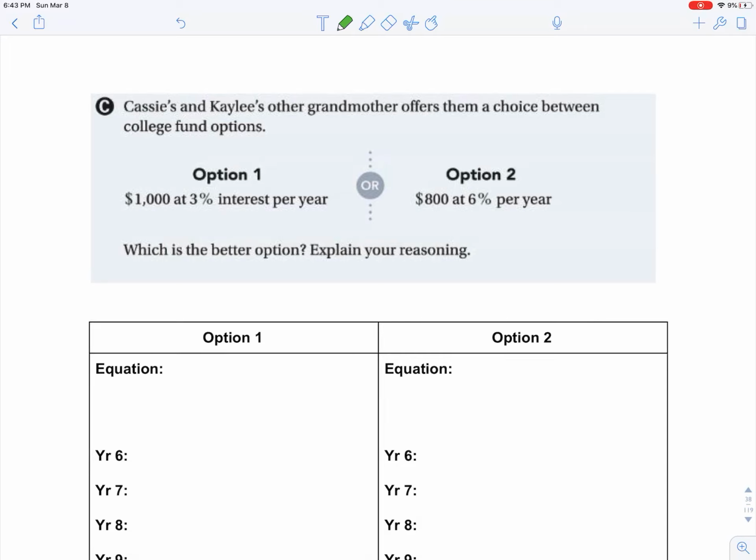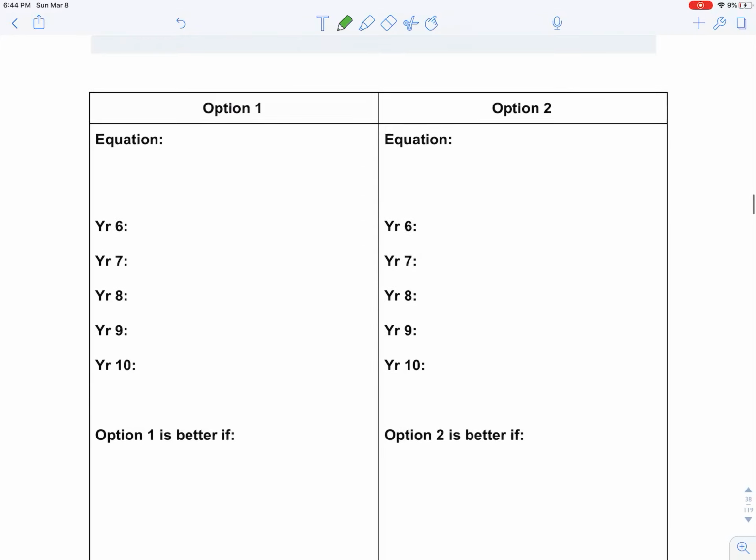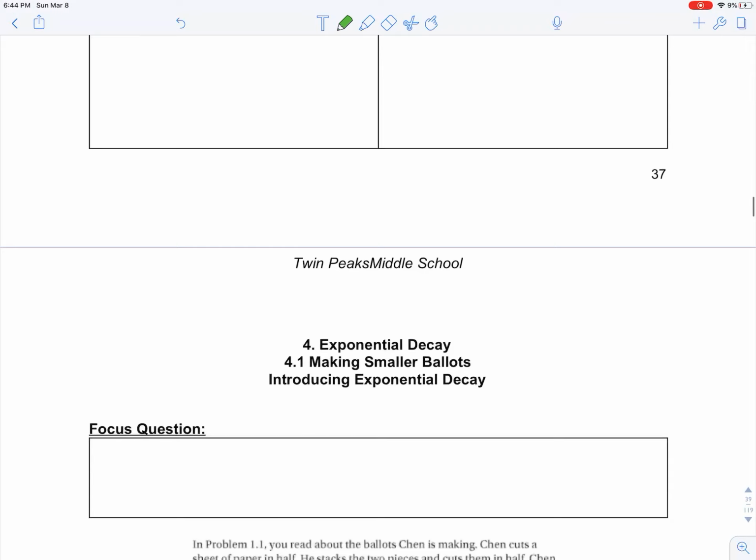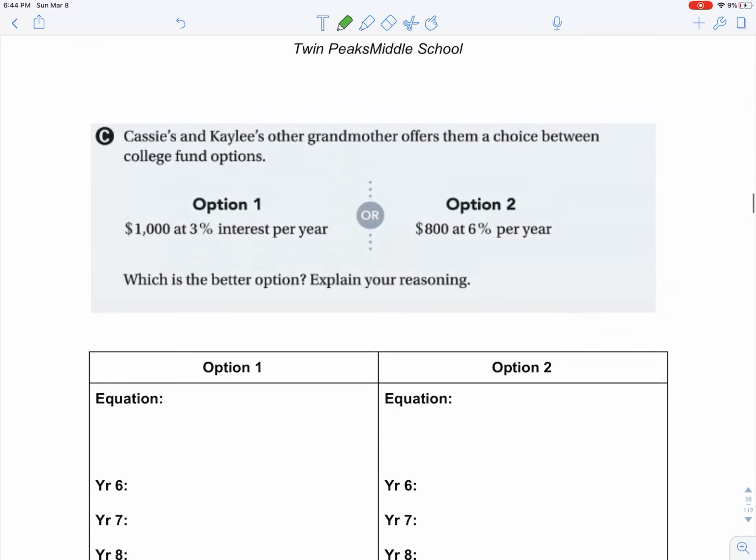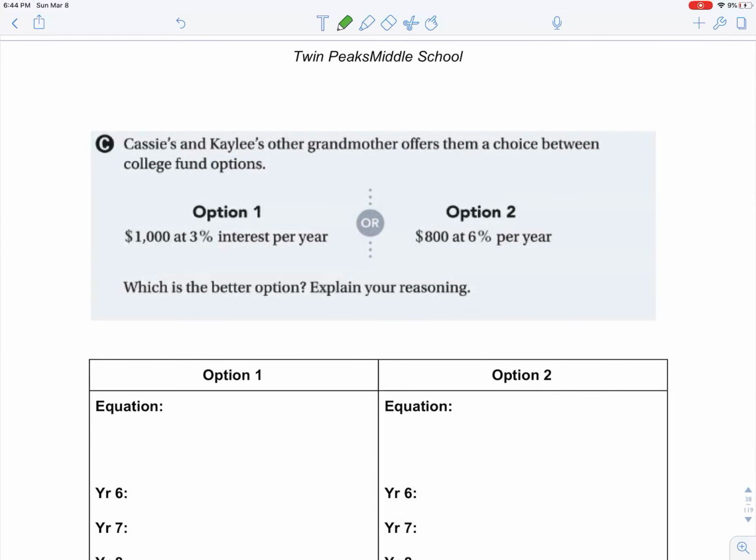All right, question C. Cassie's and Kaylee's other grandmother offers them a choice between college fund options. Option 1, $1,000 at 3% interest per year, or $800 at 6% interest per year. Which is the better option, and explain your reasoning. So at this point, I believe you guys have enough information and knowledge to answer this question on your own. All right, so that's it for me.